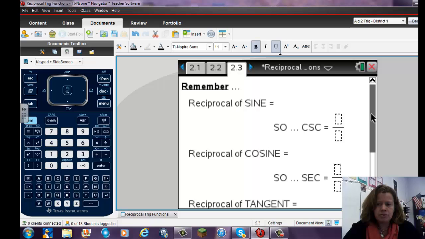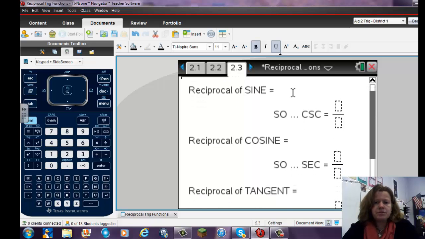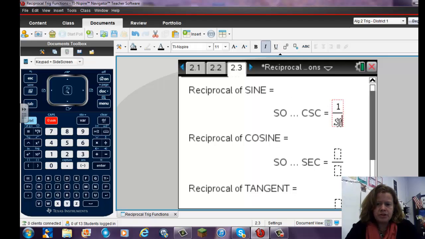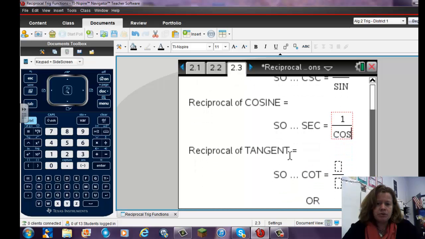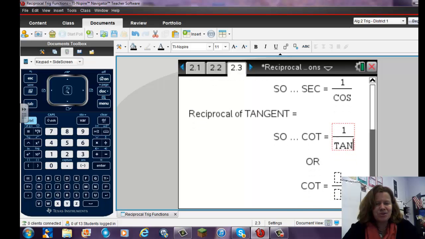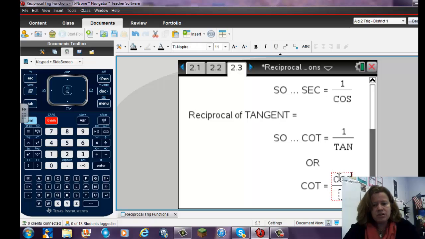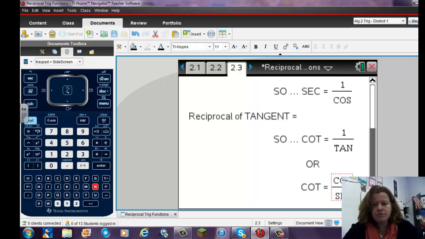So, keeping in mind, review from what you learned earlier, sine is the reciprocal of cosecant, so cosecant is 1 over sine. The reciprocal of cosine is secant, so secant is 1 over cosine. And the reciprocal of tangent is cotangent, so cotangent is 1 over tangent. Or, tangent's always got more going on. Remember, tan is also sine over cosine, so if I need to take its reciprocal, you flip it, and we could also say that cotangent is cosine over sine.